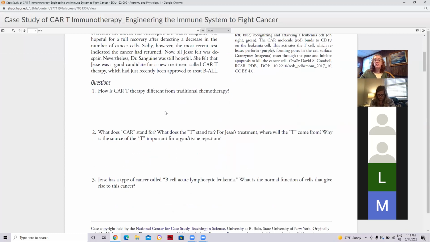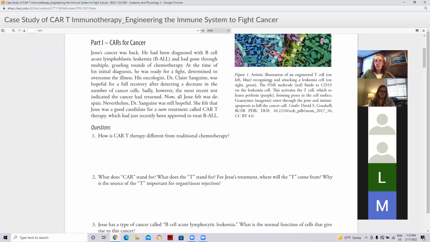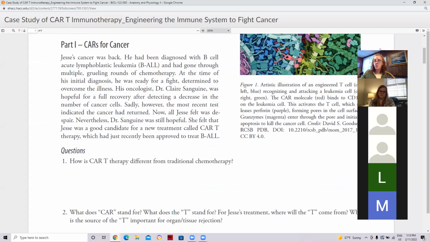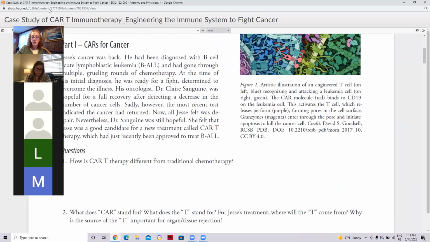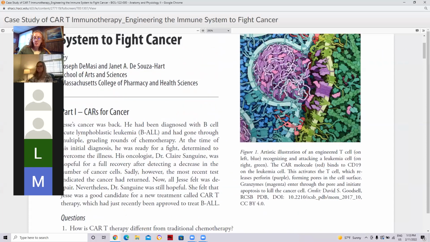So how is it different? It's because they're T cell therapy. They're only binding to specific antigens, and that's what activates them. If you look here, and I'm going to zoom in on this, this is how they describe how this works. So here's the picture.